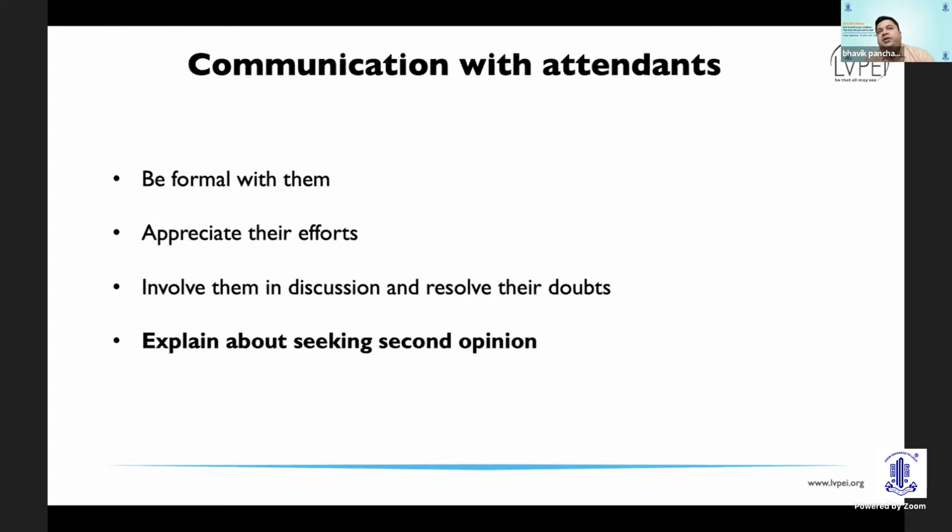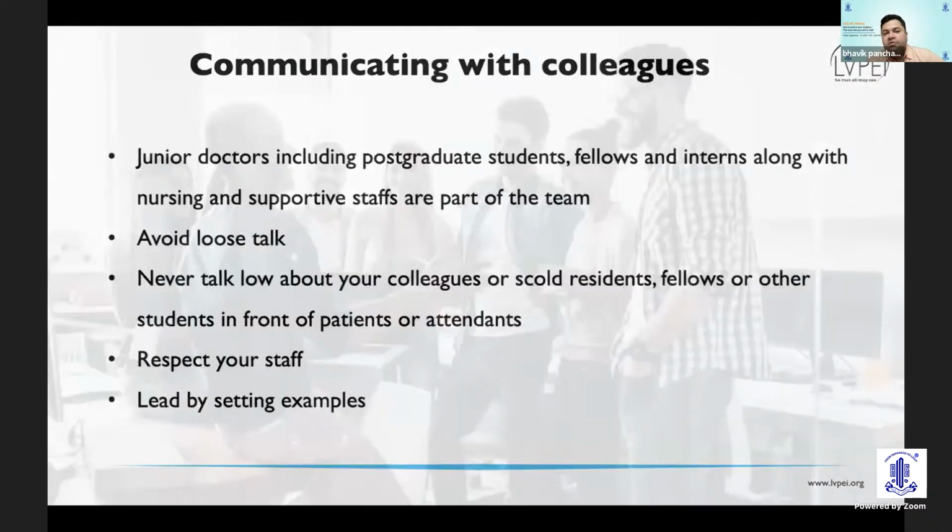The next important point is not just the patients, but the attendants, because eventually the attendants are the ones who are going to be caregivers for the patients. So be formal with them, and appreciate their efforts in getting the patient to the clinic. Involve them in the discussion and resolve their doubts. Explain about seeking a second opinion as well if you feel that the patient is dissatisfied, or if you are not confident, or if you feel there is a better person to do the job.